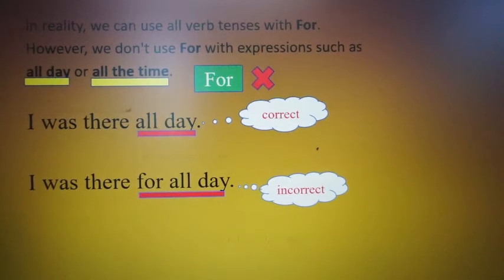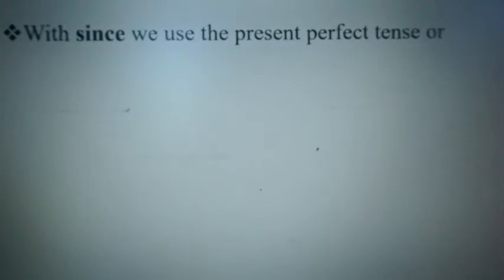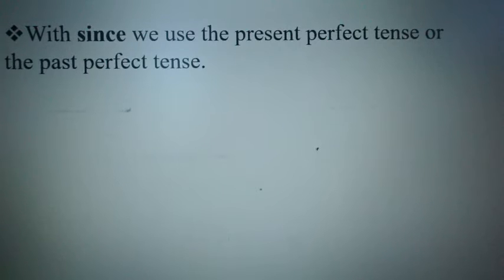We just use "I was there all day," or "I was there all the time." Yeah. "I was there all the time," not "for all the time." Okay, so with since we use the present perfect or the past perfect tense.